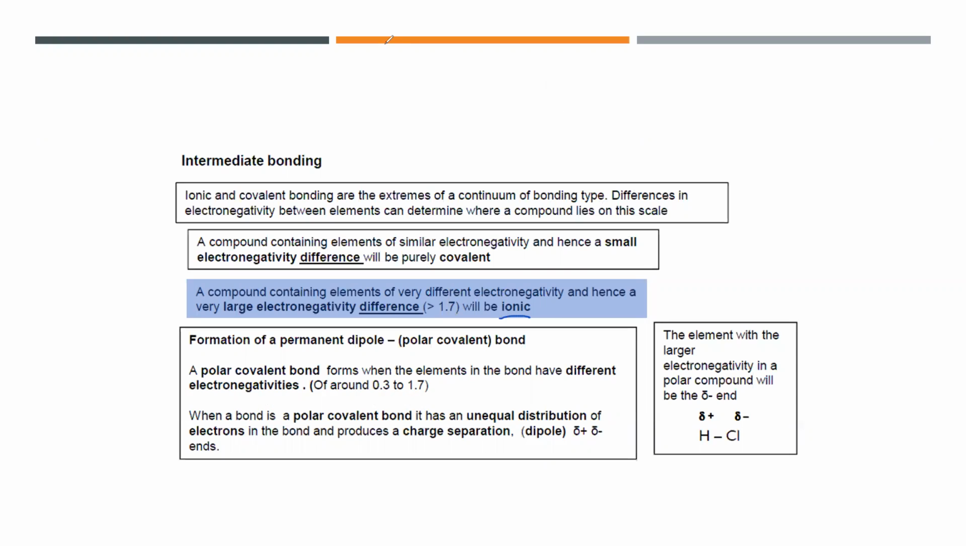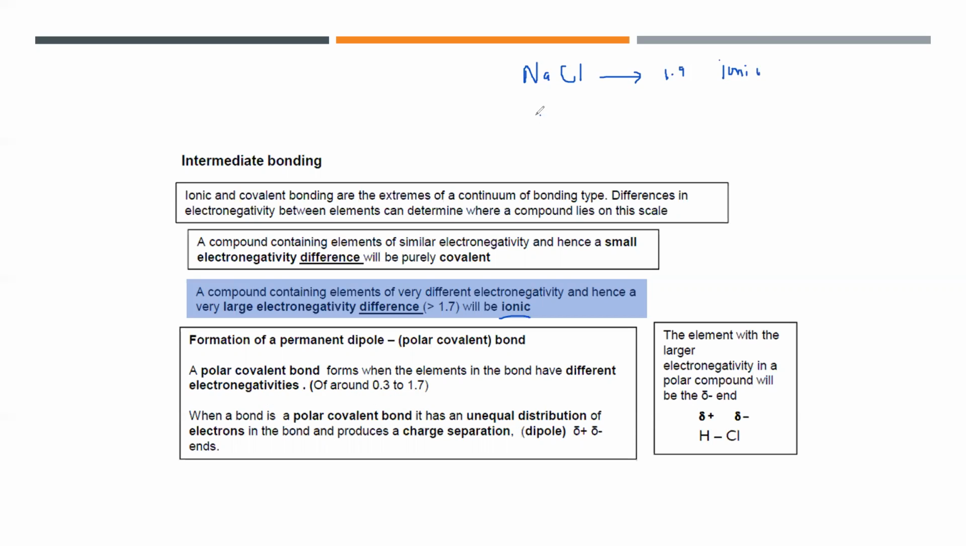Is it clear? For example, you want to identify the bonding in sodium chloride, and the electronegativity difference is 1.9. What kind of bonding will it have, ionic or covalent? Since there is a greater difference, electrons are actually being transferred. If the electronegativity difference is more than 1.7, then it will be ionic.